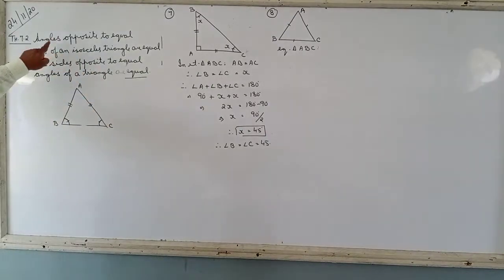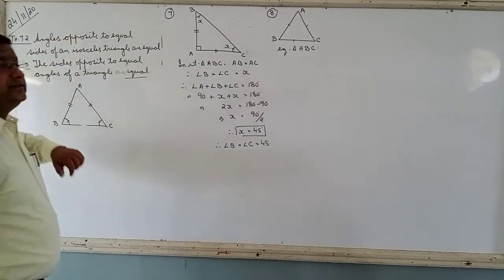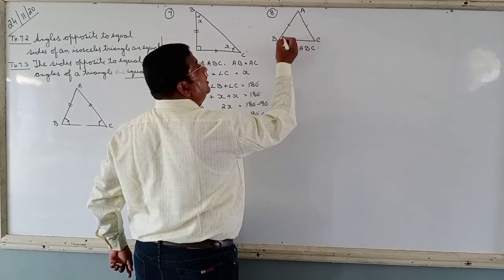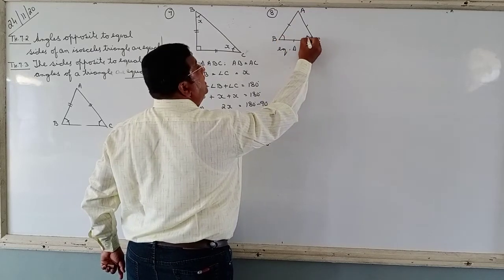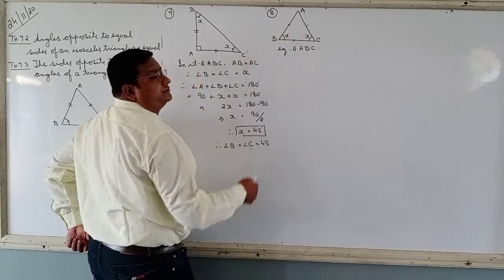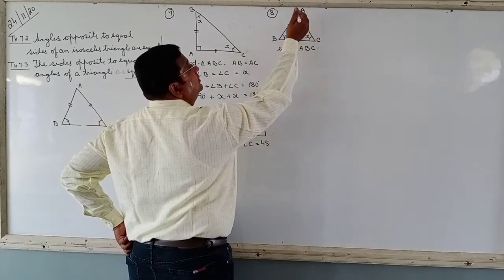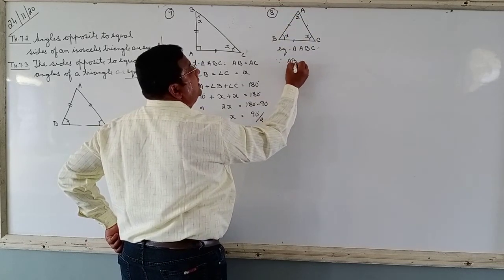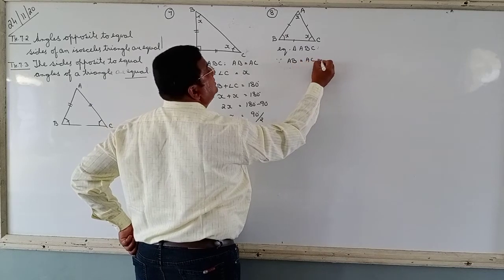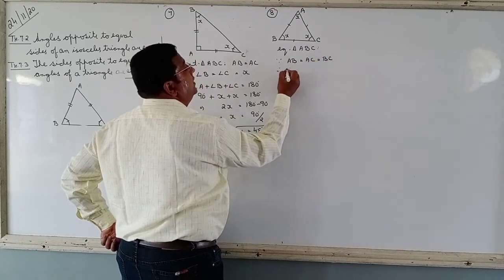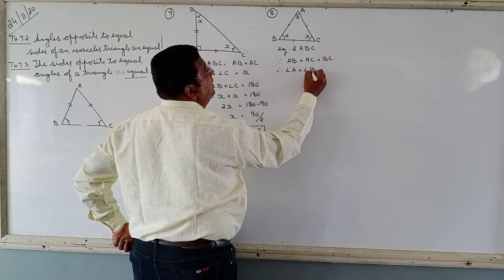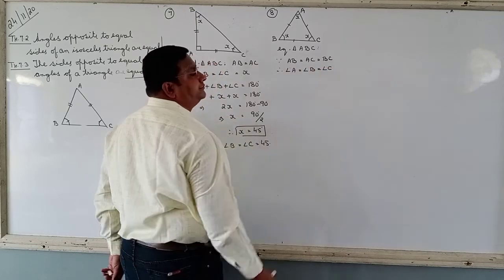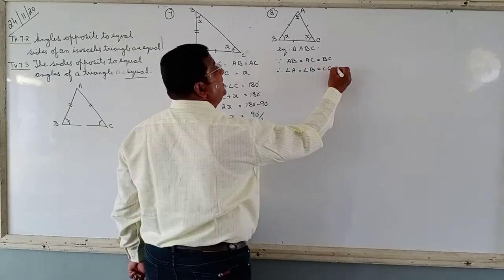What do we know? We know angles opposite to equal sides are equal. If these two sides are equal, these two angles are also equal. Let them be x. Because AB is equal to AC is equal to BC, therefore angle A is equal to angle B is equal to angle C. And let them be x.